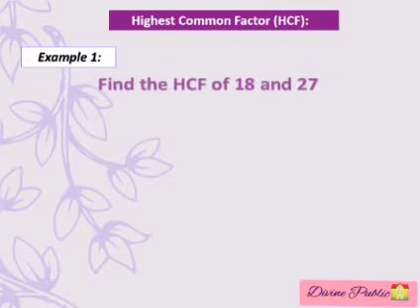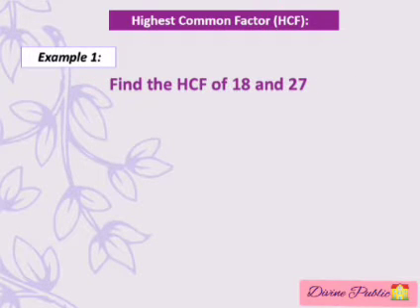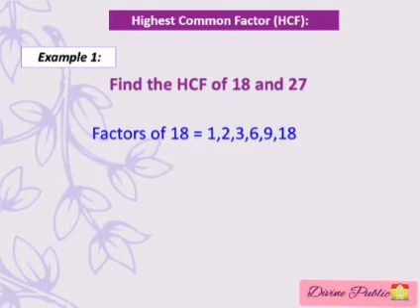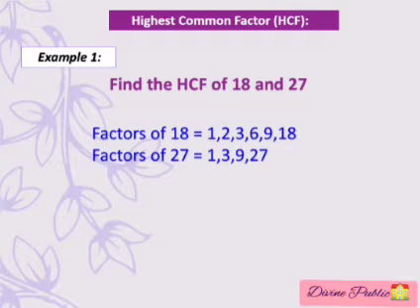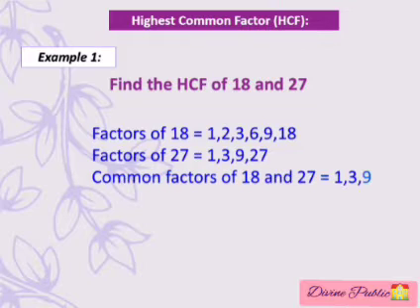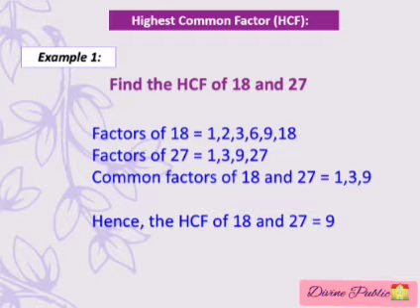Example 1. Find the HCF of 18 and 27. Factors of 18 equal to 1, 2, 3, 6, 9 and 18 and factors of 27 equal to 1, 3, 9 and 27. Common factors of 18 and 27 are 1, 3 and 9. Hence, the HCF of 18 and 27 is equal to 9.